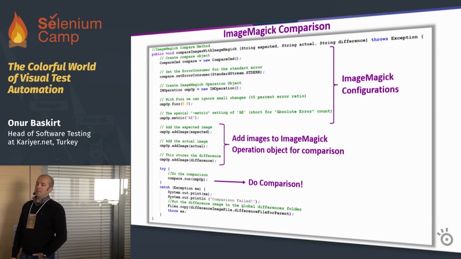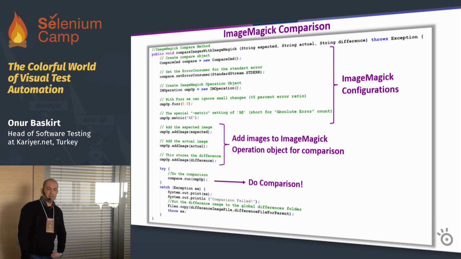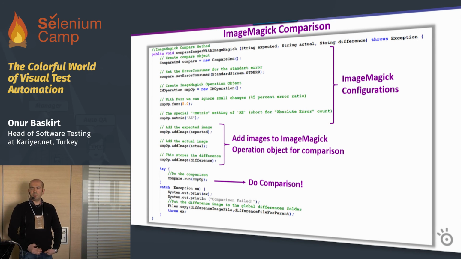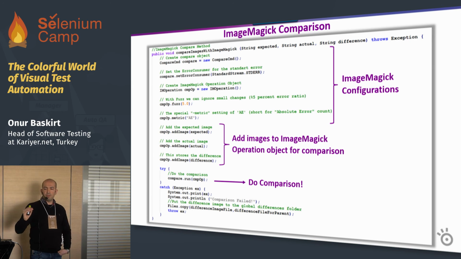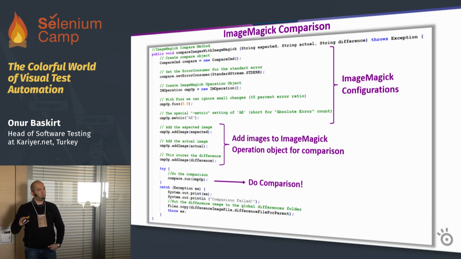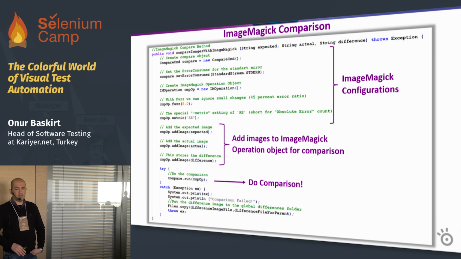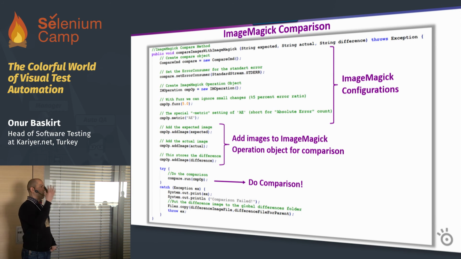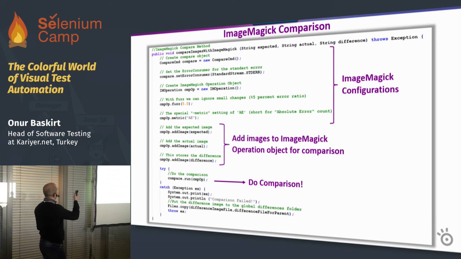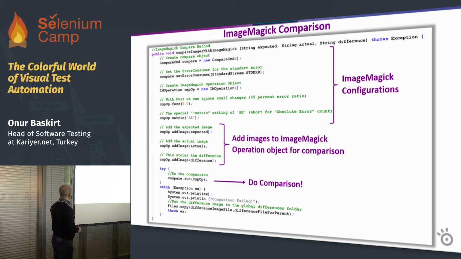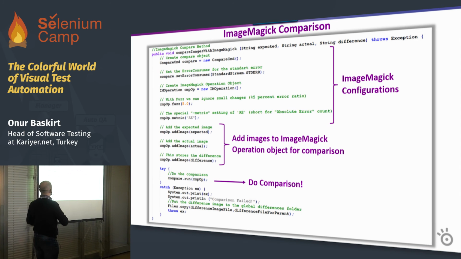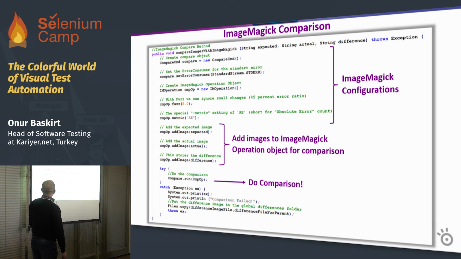And this is the core function, the ImageMagick comparison function. Here, first you have to configure ImageMagick. The critical part is using the fuzz option, because it ignores small problems like anti-aliasing and that kind of stuff. Then you have to add your baseline image, actual image, and differences image path to the image operation instance. And finally, you do the comparison with the compare.run function and give it your image operation instance.